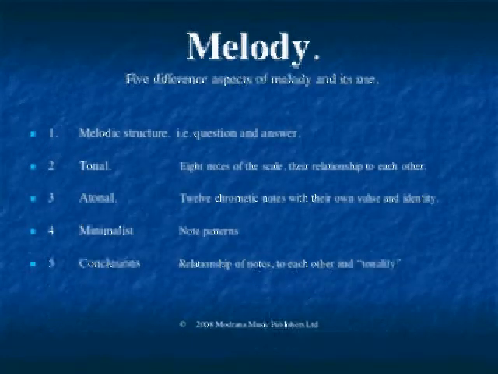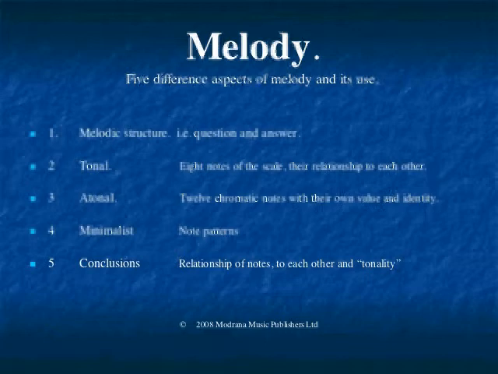Tutorial 1. Melody. There are 5 different aspects of melody and its use discussed. 1. Melodic structure, i.e. question and answer. 2. Tonal, the 8 notes of the scale and their relationship to each other. 3. Atonal, 12 chromatic notes with their own value and identity. 4. Minimalist, the note pattern of minimalist style. 5 is conclusion, the relationships of notes to each other and their own tonalities.